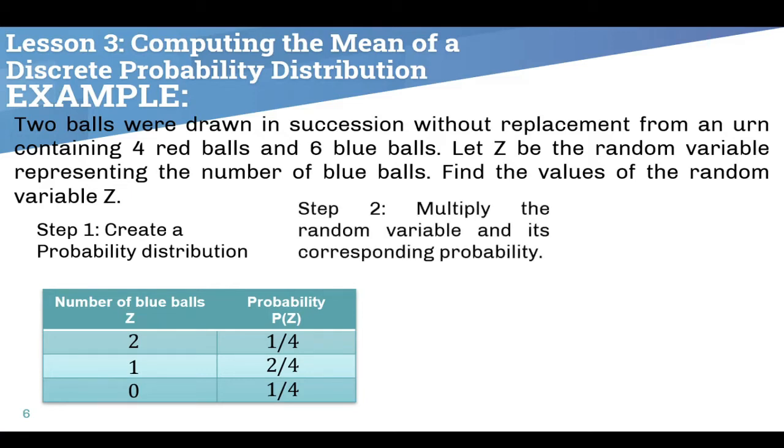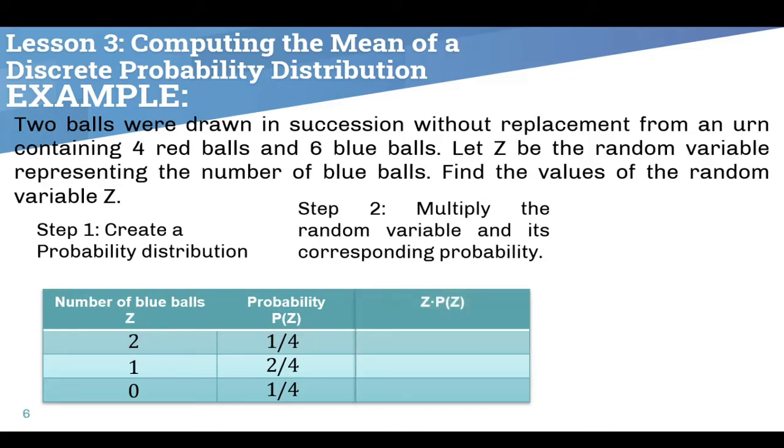Then, next, paano yung gagawin natin? Next, we multiply the random variable and its corresponding probability. So, dito, gagawa tayo ng isa pang column na ang label ay yung random variable multiplied by its probability. So, paano yun, sir? I-multiply lang natin dito. Ayan, magkatabi.